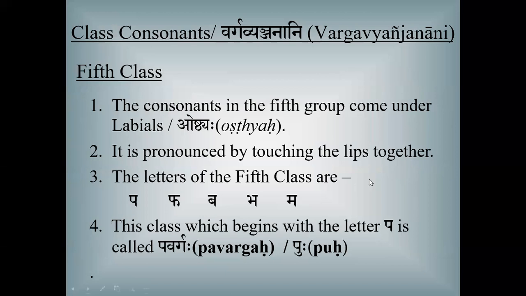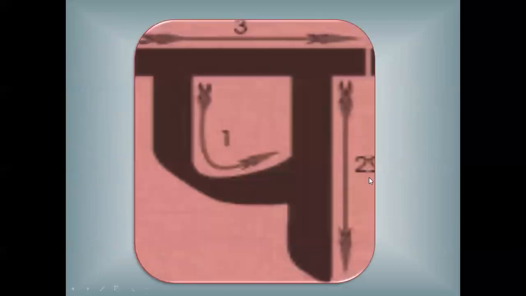Now we can see how to write these letters. This is the first letter of the fifth class, pavarga. Pa is very simple to write, no complications in that. Stroke 1 and 2, and 1 horizontal stroke. This is pa. And the next letter, is it aspirate or non-aspirate? Again, I'm asking the same question. Non-aspirate. What is the Saṃskṛta name for non-aspirate?